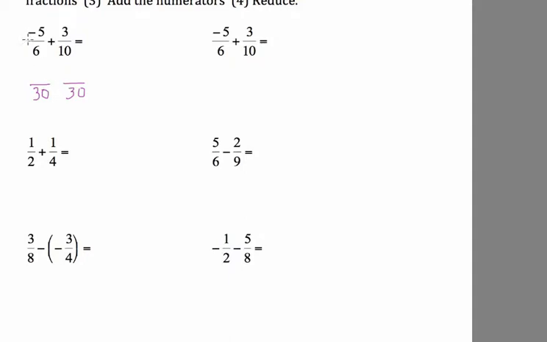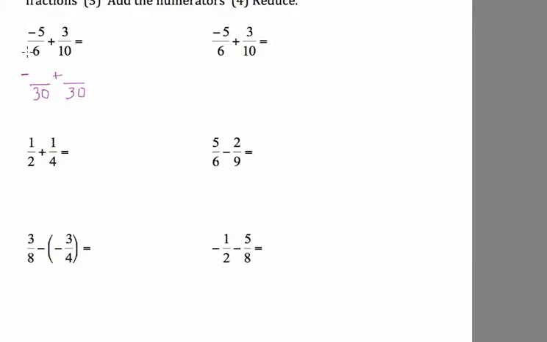Next, put your signs in here. I've got a negative and I've got a positive. Since I'm dealing only with the numerators when I add, I like to put the signs in front of the numerators. Next, we want to unreduce. We want to turn -5/6 into its equivalent fraction with the 30 in the denominator.